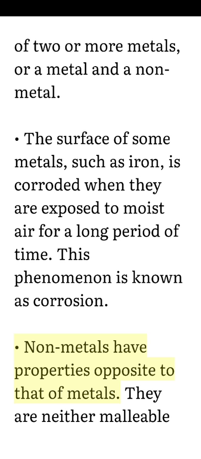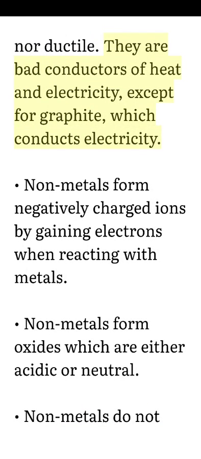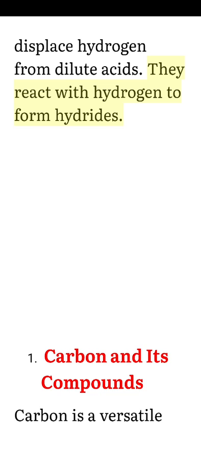Non-metals have properties opposite to that of metals. They are neither malleable nor ductile. They are bad conductors of heat and electricity, except for graphite, which conducts electricity. Non-metals form negatively charged ions by gaining electrons when reacting with metals. Non-metals form oxides which are either acidic or neutral. Non-metals do not displace hydrogen from dilute acids. They react with hydrogen to form hydrides.